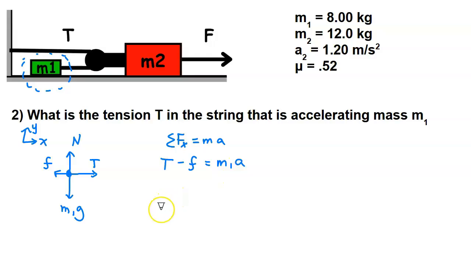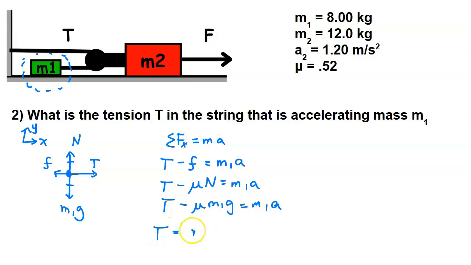Now I'm looking for the tension force, so I'm going to substitute. I don't know what friction is, so I have to calculate that. That's going to be mu N equal to M1A. N is equal to M1G because it's not accelerating vertically, so I can substitute that in. Mu M1G equals M1A. So then our tension is equal to M1A plus mu M1G.